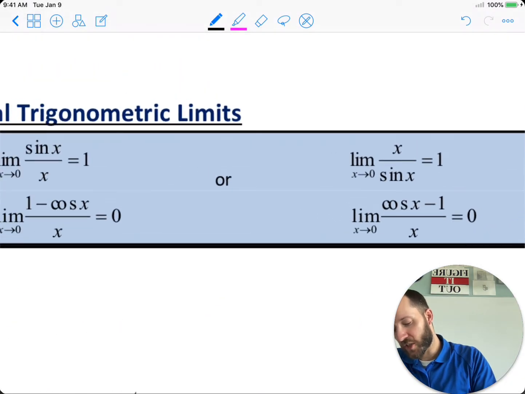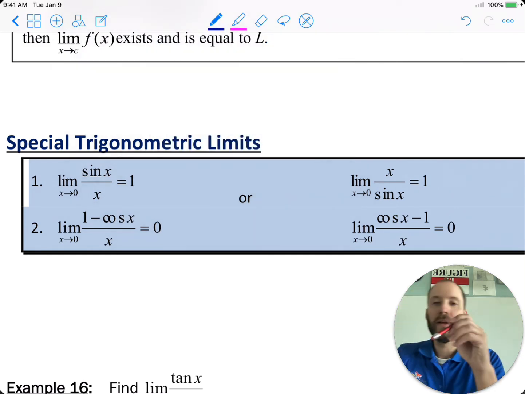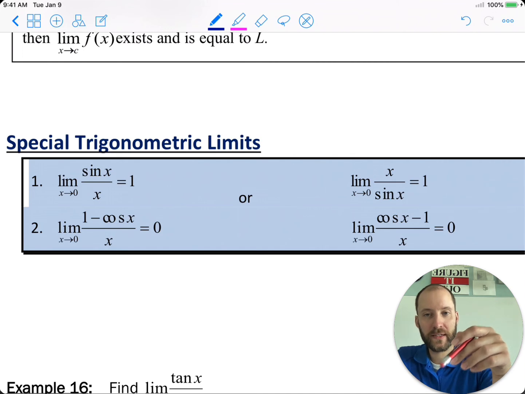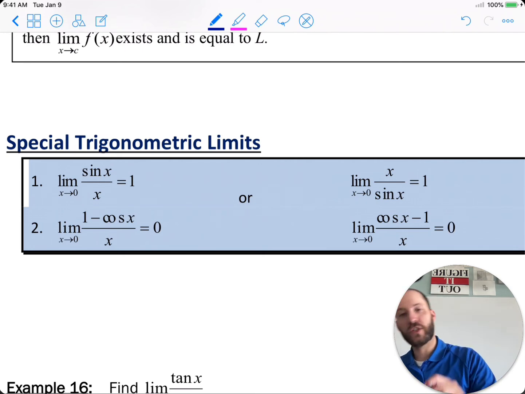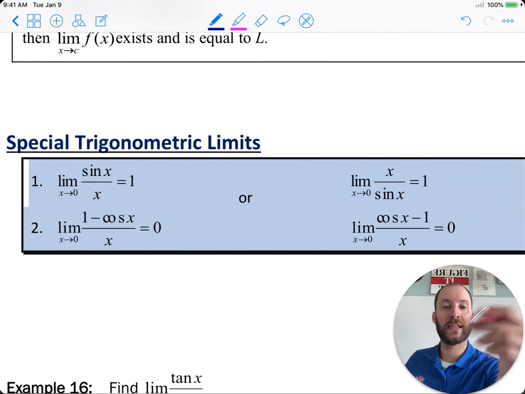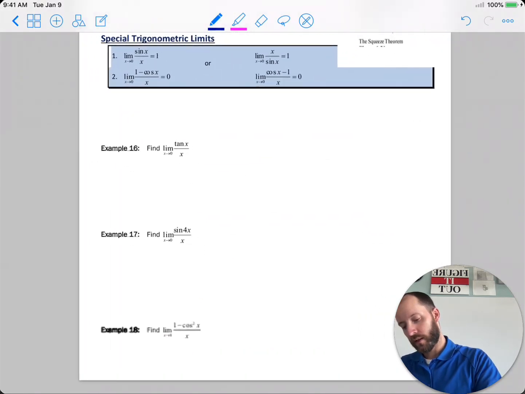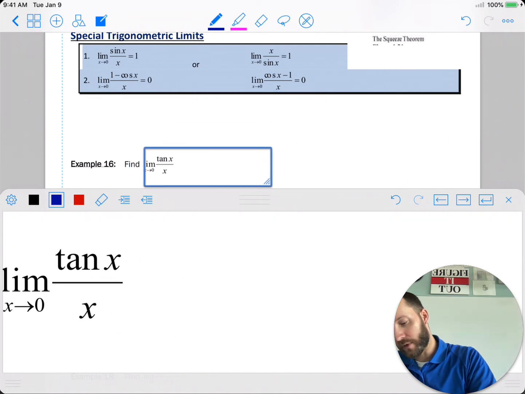So some special trigonometric functions that we have. Sine of x over x as x approaches 0. 1 minus cosine of x over x. Or flip those numerators and denominators around. You still have these same numeric limit values. So looking at some examples, they might require some rewrites.